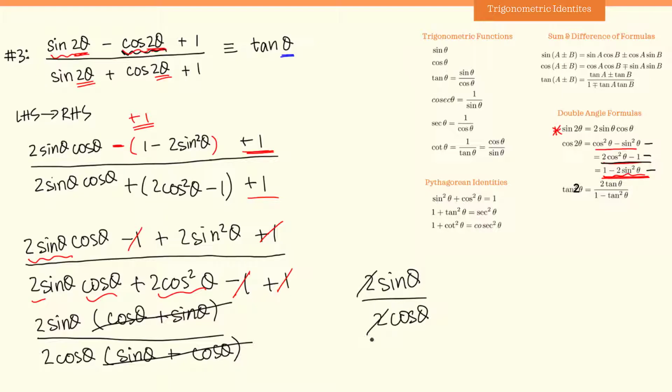These two 2's also cancel out, so I'm left with sine theta divided by cosine theta. And sine theta divided by cosine theta is tangent of theta. So I would get tangent of theta. And I have proved this identity on the left hand side into tangent of theta. So I have proved this left hand side is equal to this right hand side.